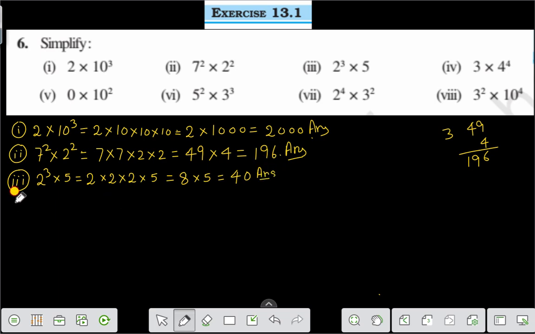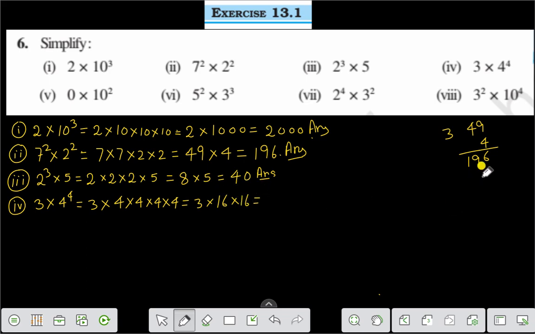Now question number 4 is 3 into 4 to the power 4. That can be written as 3 into 4 into 4 into 4 into 4. Here there are four 4s, right? Now if you multiply, 4 fours are 16 and 4 fours are 16. You can write here as 16 into 16.